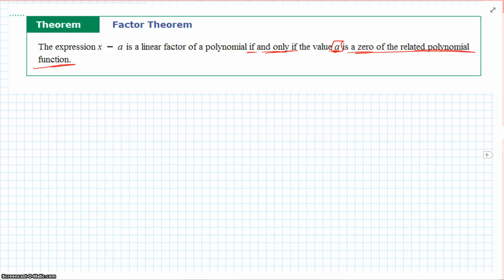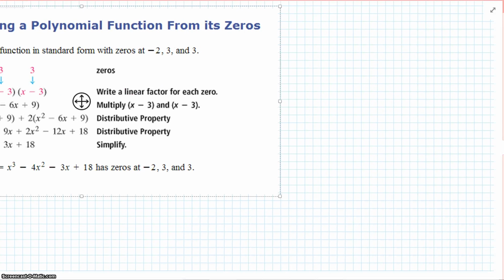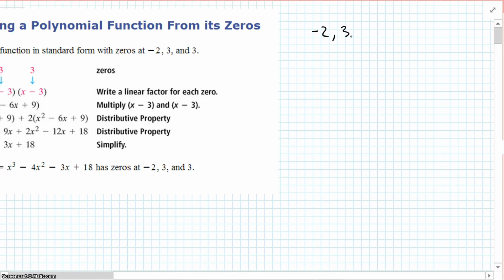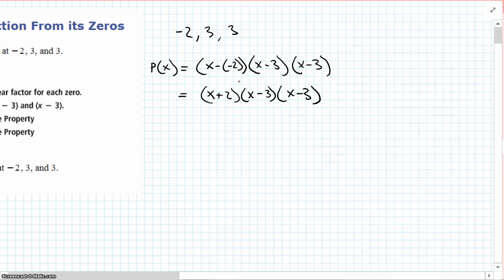So it works. Now, write a polynomial function in standard form with the zeros at -2, 3, and 3. So I know I have zeros at -2, 3, and 3. So I can write this polynomial as x minus -2 times x minus 3 times x minus 3. I can rewrite this, since x minus -2 is the same thing as x plus 2, times x minus 3 times x minus 3. It says put it in standard form. So if you remember how we did that, I'm going to draw a line right here.